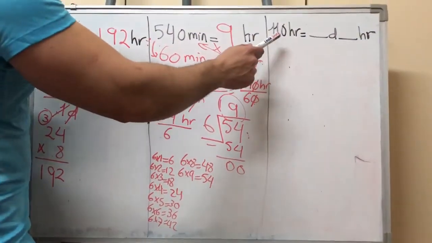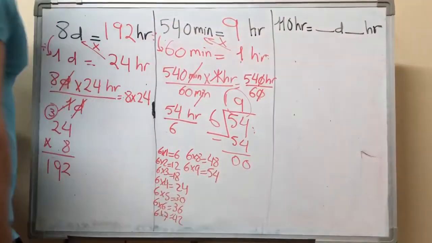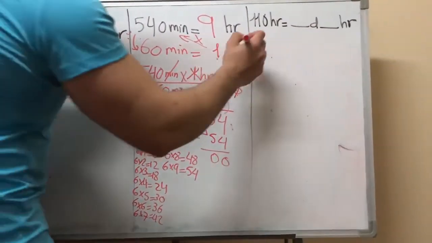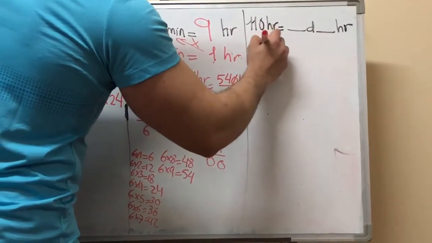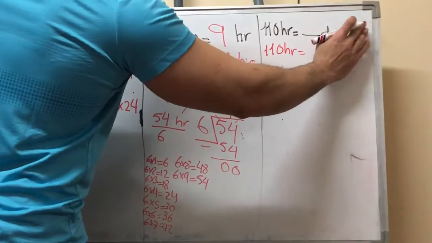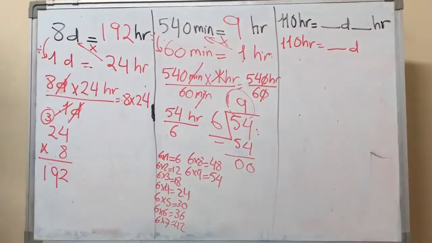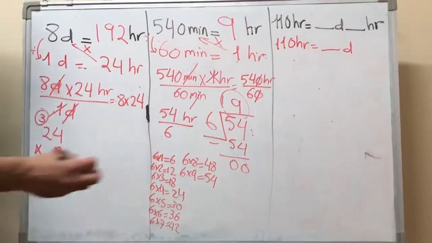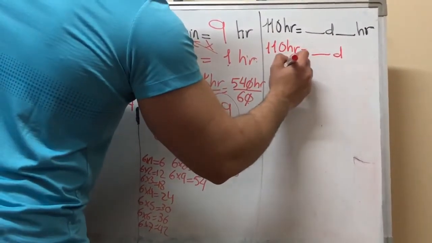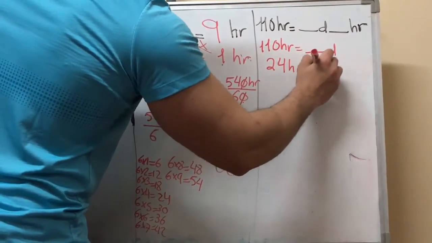Okay, last example. Here we have 110 hours equals how many days and how many hours? Okay, let's see. 110 hours. Imagine that I'm not seeing this hours part now. Equals how many days? What is the relationship between an hour and a day? I know that in a day I have 24 hours, so it's 24 hours here and 1 day here.